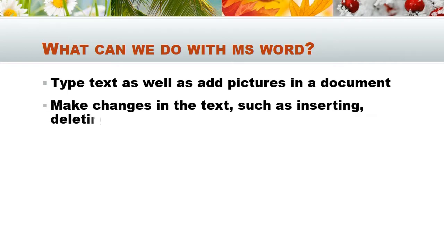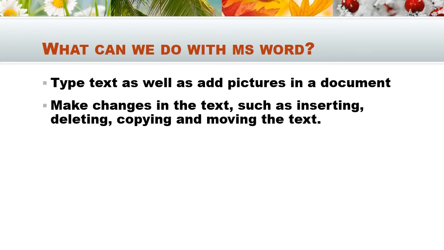Then, making changes in the text such as inserting, deleting, copying and moving the text. That means all those changes can be done in the same place. You can type the text, and after that if you think this is not correct, you can make changes in that. Changes means you can insert more text, you can delete the text that you had already typed, you can copy the same text and paste it a number of times, and also you can move the text from one place to another place.